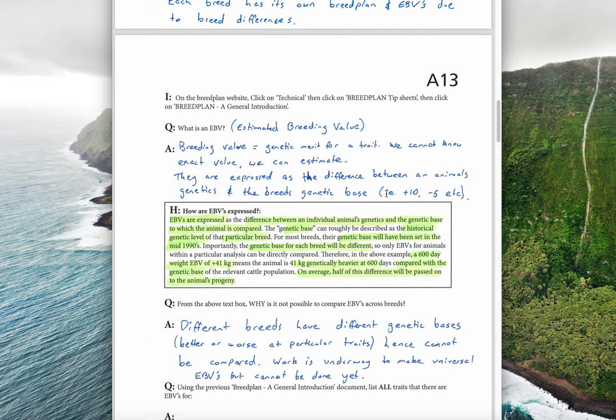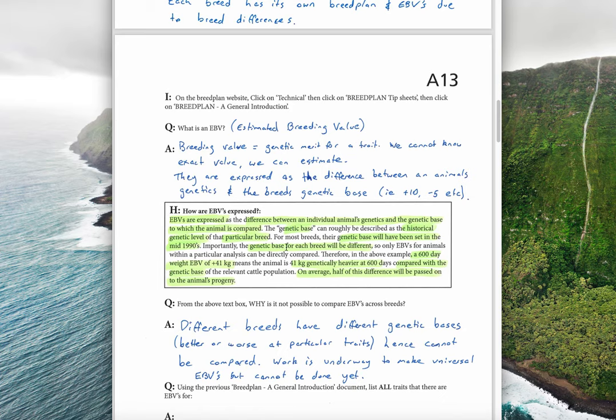And so what you get with EBVs is a number that is like +10, -5, or anything on the spectrum. It could be 0, it could be 1, it could be -1, it could be -25 or +25 or anything else. The important thing here is it says EBVs are expressed as the difference between an individual's genetics and the genetic base to which the animal is compared. The genetic base can roughly be described as the historical genetic level of that particular breed. For most breeds, their genetic base will have been set in the mid-90s.